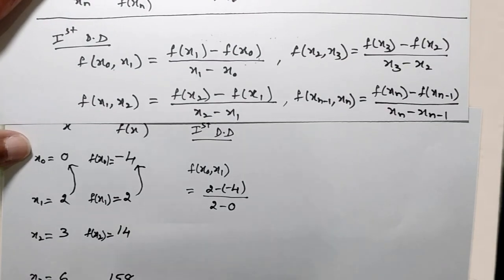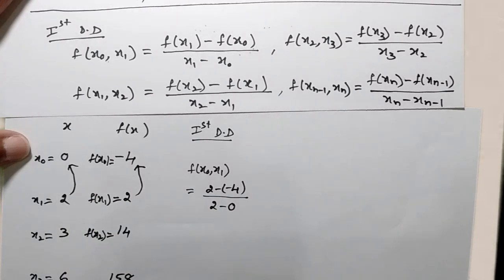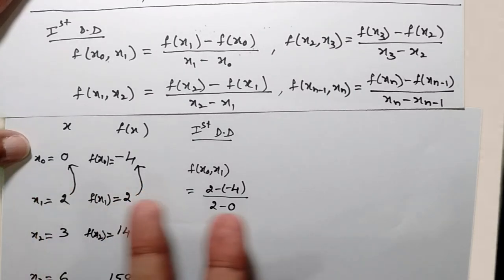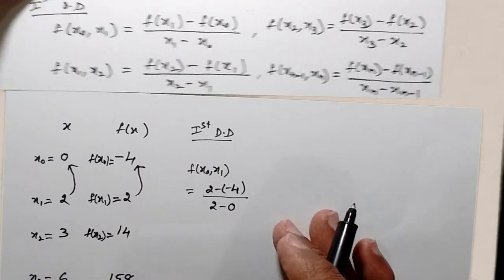So in this way directly also you can write without using the formula over here. Just take this difference and this difference, corresponding difference. Numerator this difference, denominator this difference. This is how you can write.